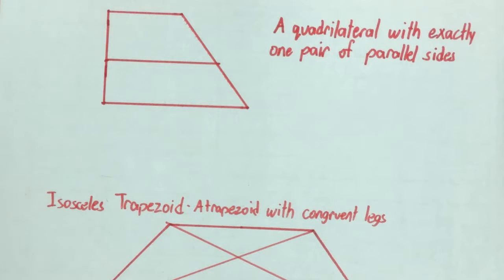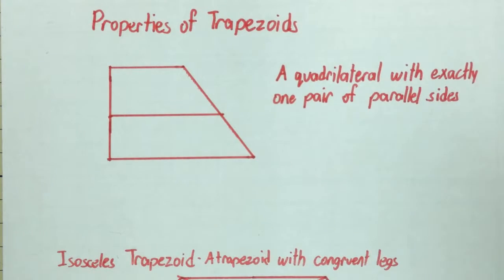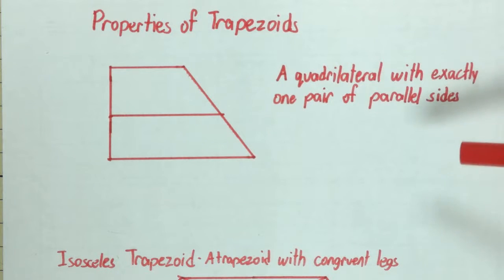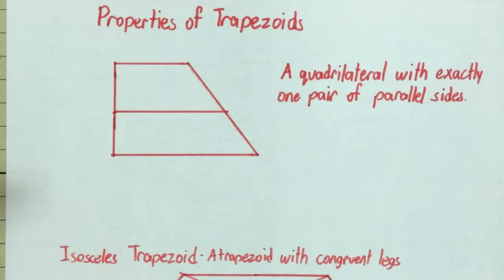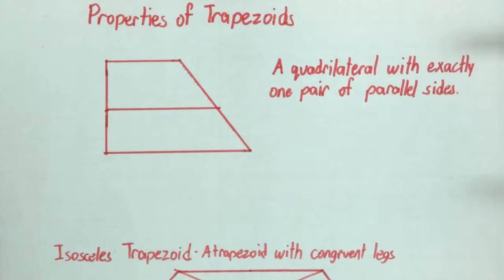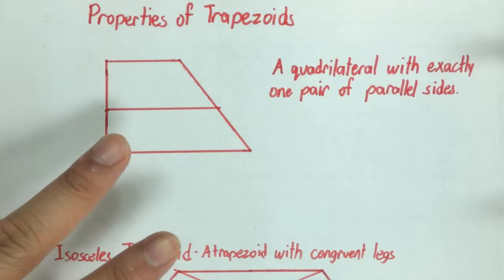Today I will go over properties of trapezoids. So let's start with the definition. A trapezoid is a quadrilateral with exactly one pair of parallel sides. Now this is very important, exactly one pair of parallel sides, because if you have two pairs of parallel sides, that's no longer a trapezoid, that's a parallelogram.